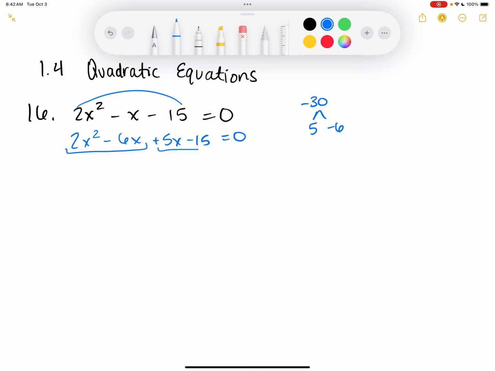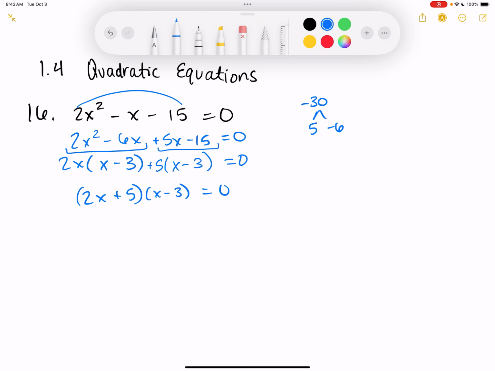So then 2x squared minus 6x plus 5x minus 15. And then factor by grouping. So take out a 2x, so that's x minus 3. Take out a 5, x minus 3. So then I've got 2x plus 5 times x minus 3 equals 0.